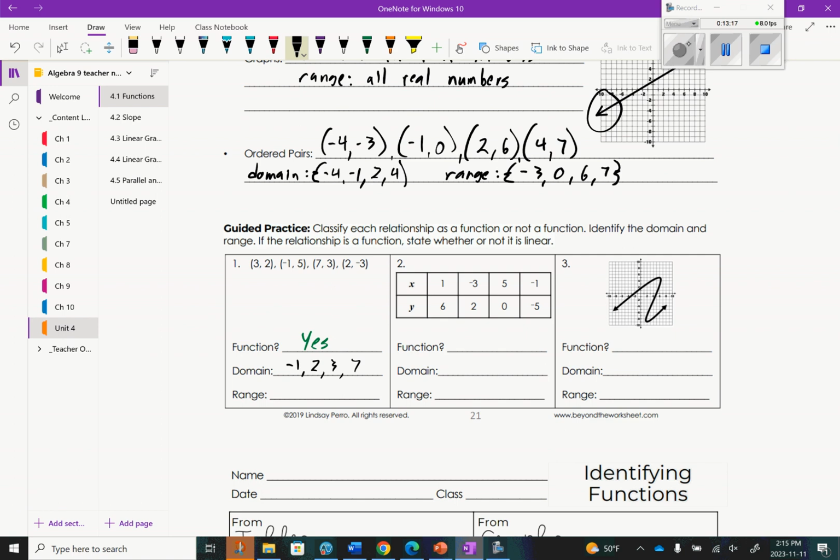And then the range, again, is simply a list of the y coordinates here. So we have -3, 2, 3, and 5.